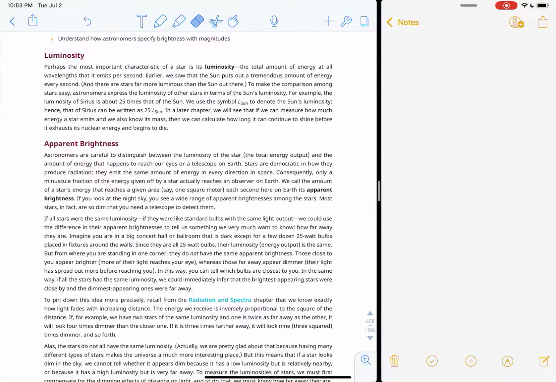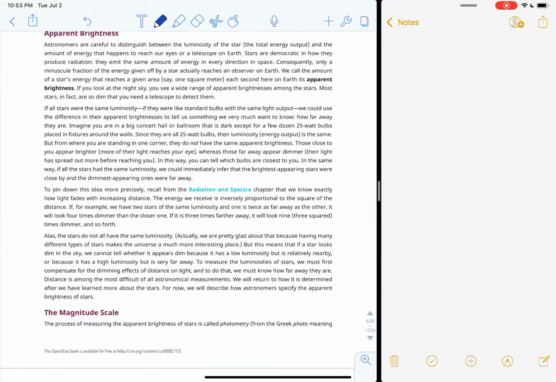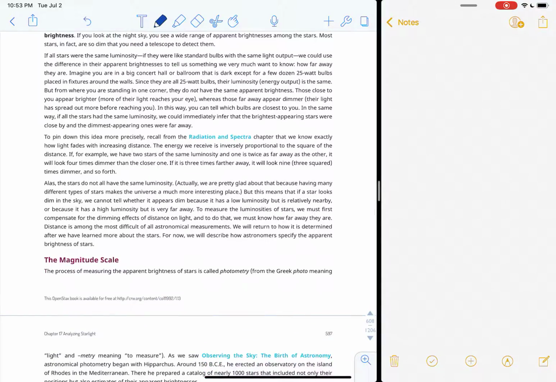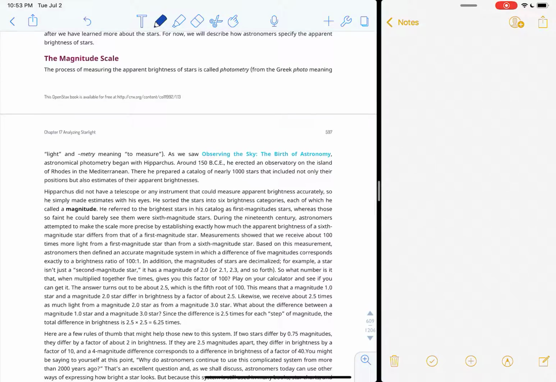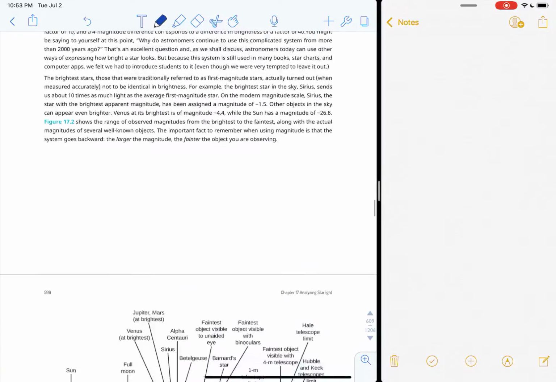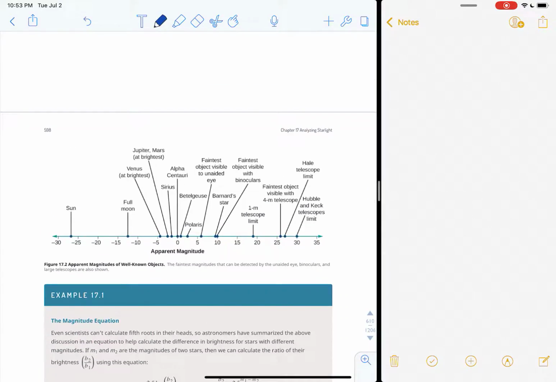So the apparent brightness is what a star looks like from our vantage point here on Earth. Okay, so when you look into the night sky, you see a whole bunch of different types of stars, different brightnesses. So we use the magnitude scale to measure the brightness of a star. For example, the sun actually has a magnitude of like minus 27. The scale goes from minus up until plus. And the higher the positive number, the dimmer the star; the more negative the number, or the smaller the number, the brighter the star.